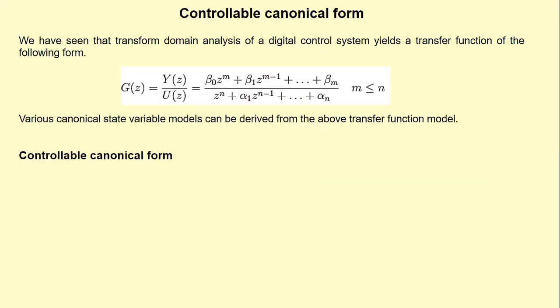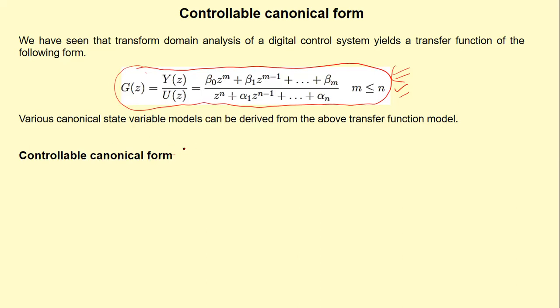So we generally call this the canonical form. There are various canonical forms which we can derive from the equation given here. If we have the difference equation, by taking the z transform of the difference equation, we can derive this transfer function. Now, if we have the transfer function and we have to find the state space model, we have certain canonical forms: the controllable canonical form, the observable canonical form, and the Jordan canonical form.